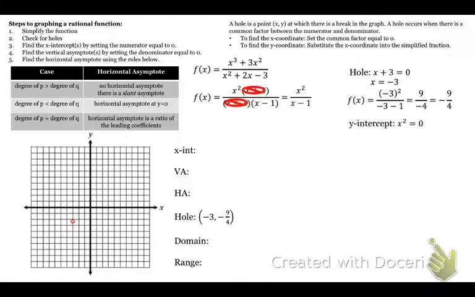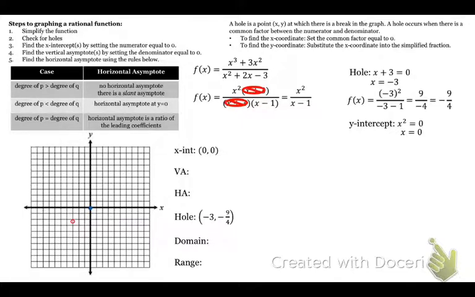And then we have to find the x-intercept. I was really struggling doing that. X-intercept, we set the top equal to 0. So x squared equals 0, which means x equals 0. So our x-intercept is 0, 0. So I'm going to draw a point at 0, 0.